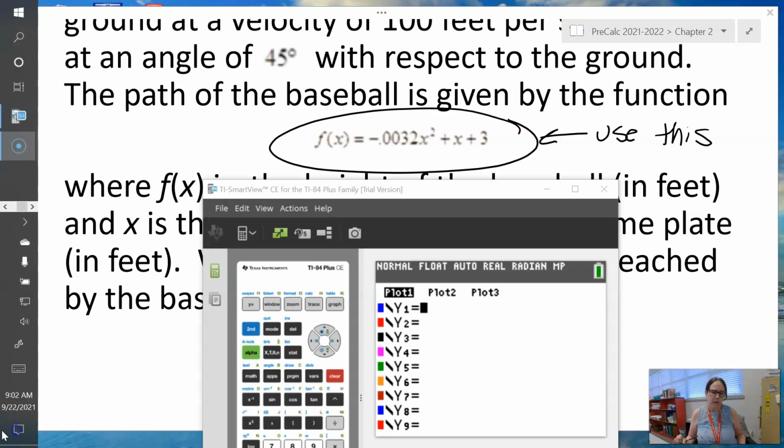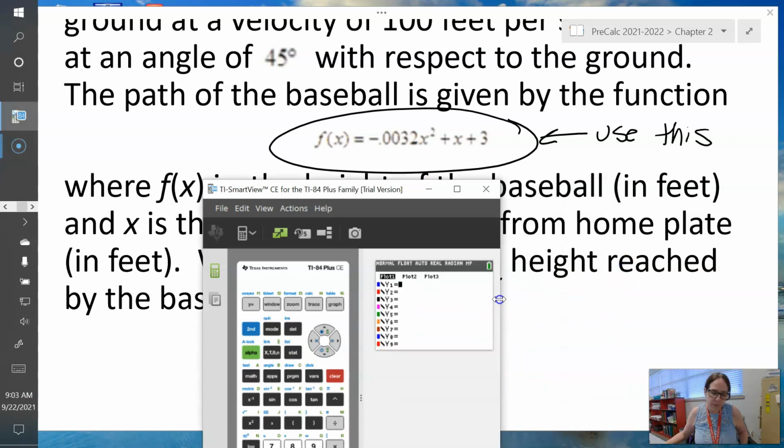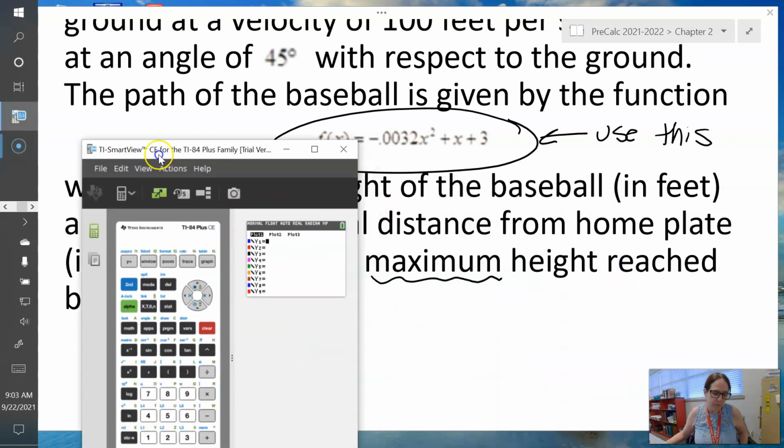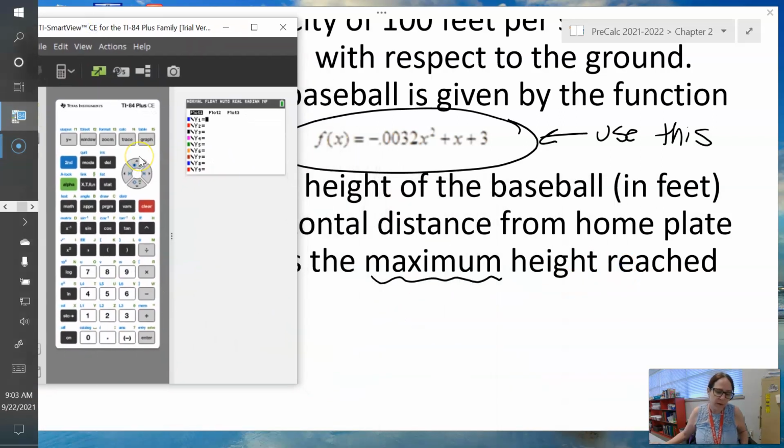All right, so I've pulled up my calculator, and what I'm going to do is graph this. So I need to enter -0.0032x squared plus x plus 3.